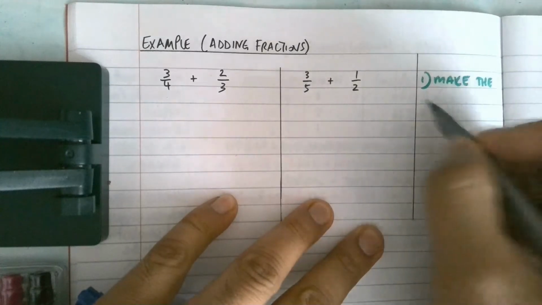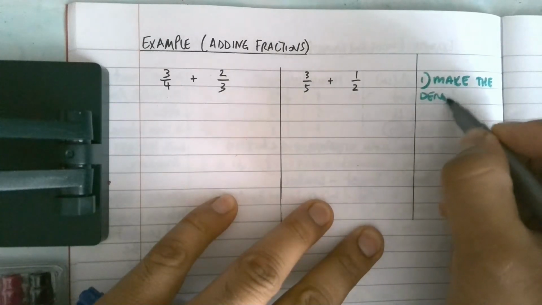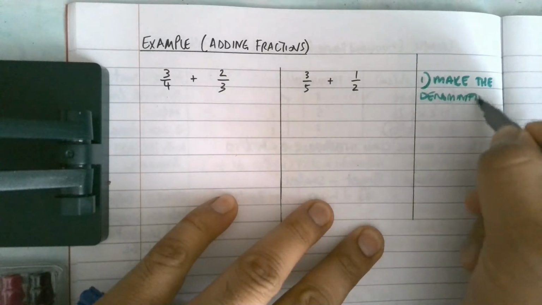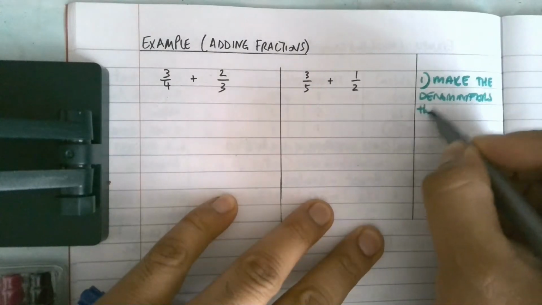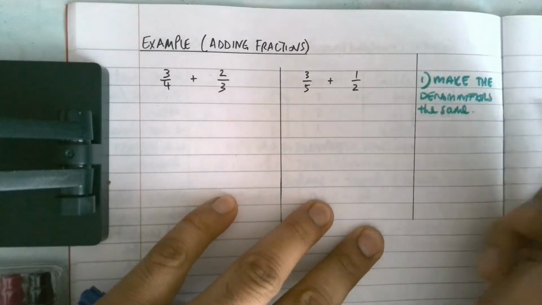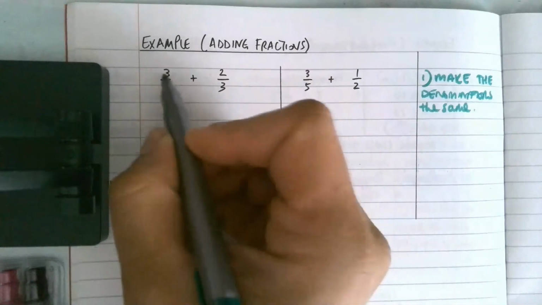We do that by cross multiplying. So we multiply one fraction by the other fraction's denominator. Cross multiply. It's easier when you present that method.